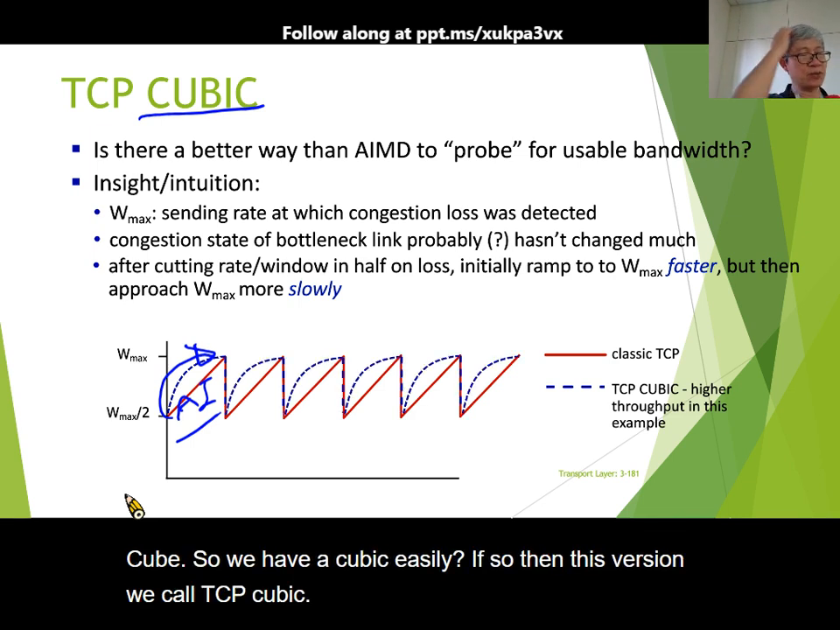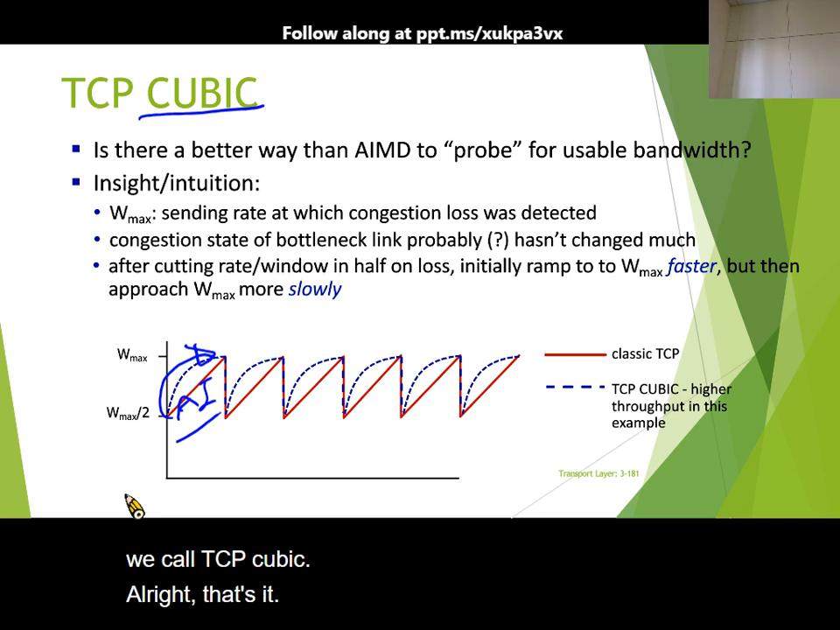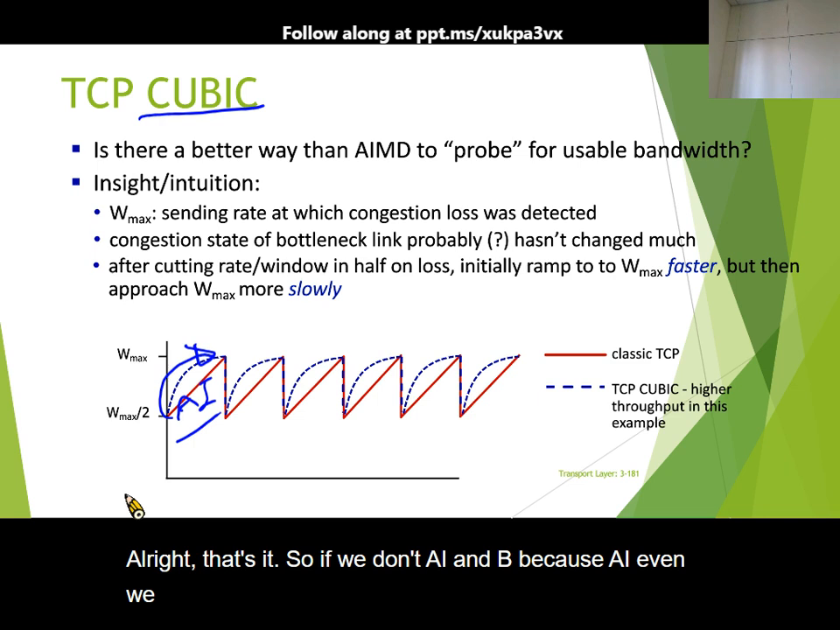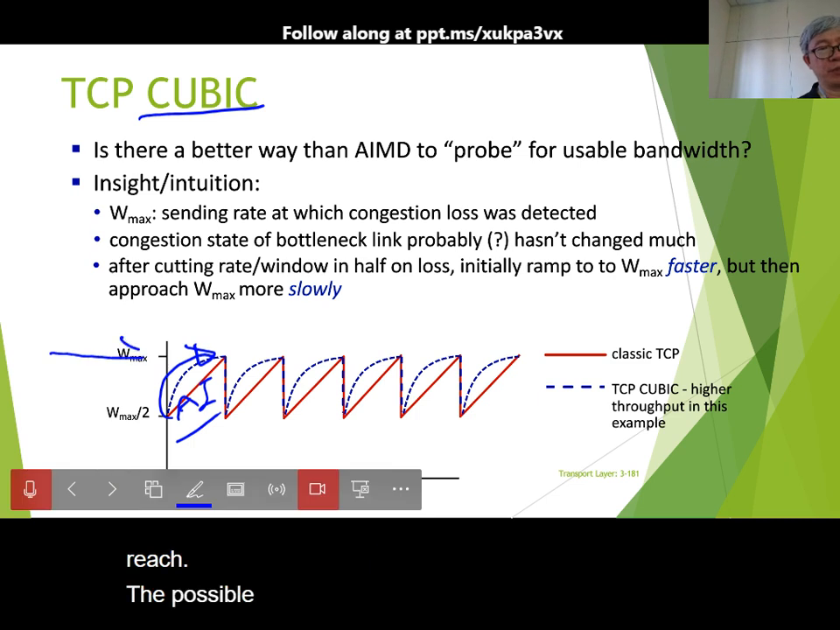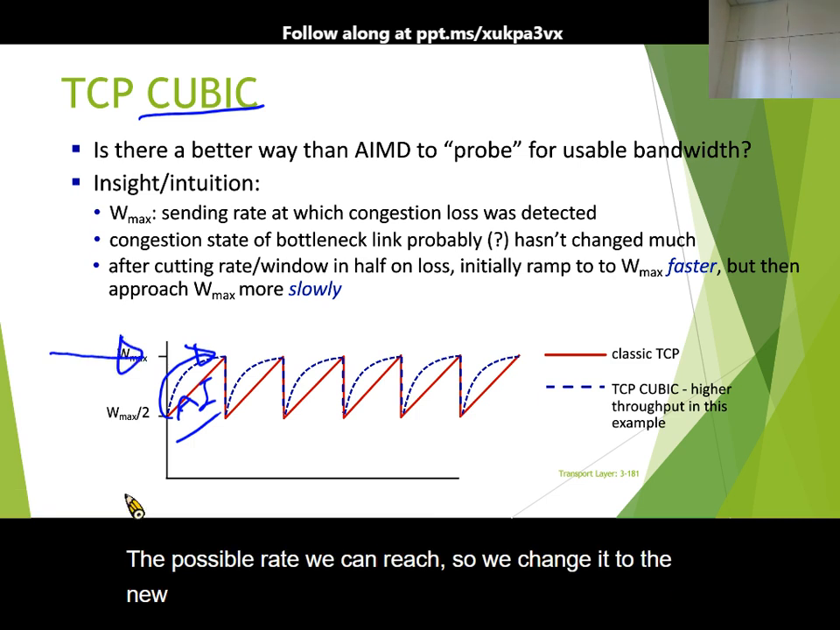All right, that's it. If we don't like AI and MD, because even with AI we don't think we have a faster way to reach the possible rate, so we change it to the new way. If we change it to the new way, then we call it a different version, TCP CUBIC.